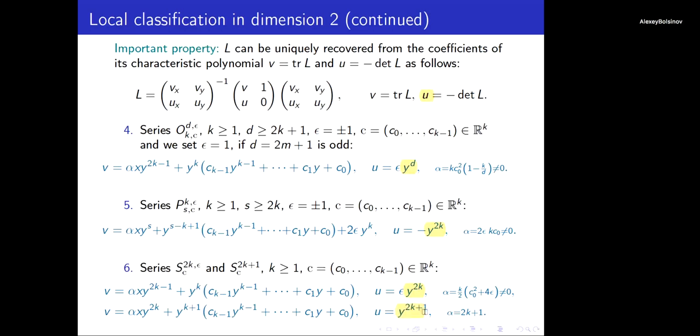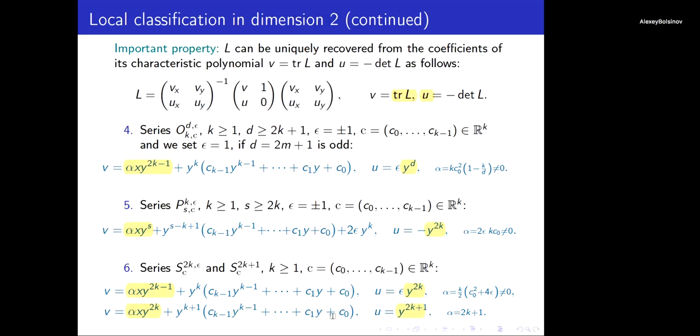Okay. That's one point. The other point: what about the trace? The trace is also not very complicated. In all cases, the trace contains some kind of standard term here. This is X multiplied with some power of y with a certain coefficient alpha. This alpha is not zero, plus some polynomial of y. In all cases, we do not need to go into details right now.